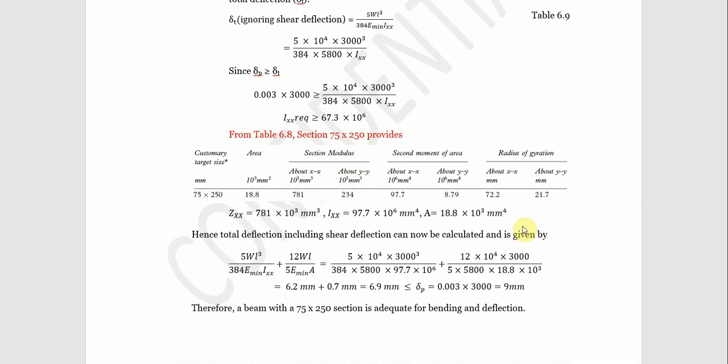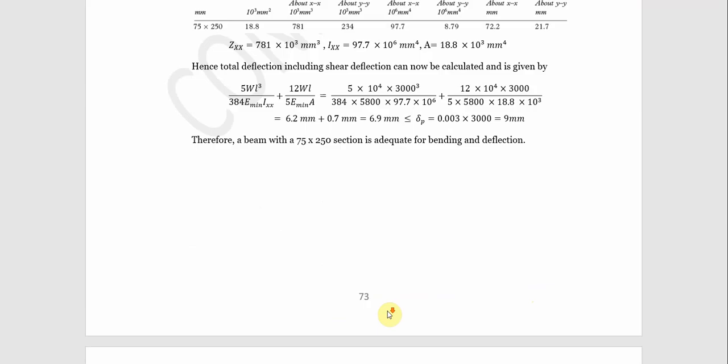Just putting those values out, we can now write out our total deflection to be 5WL cubed over 384EI plus 12WI over 5EA. This is for a point load, and this is for uniform distributed load. So if we put our calculation together, we have our permissible deflection to be 9 mm, and then the one calculated here is 6.9 mm, which is less than the permissible deflection. So from there we can say, okay, this particular section is adequate.